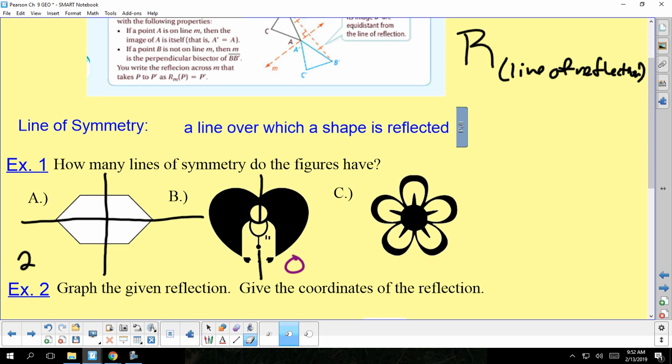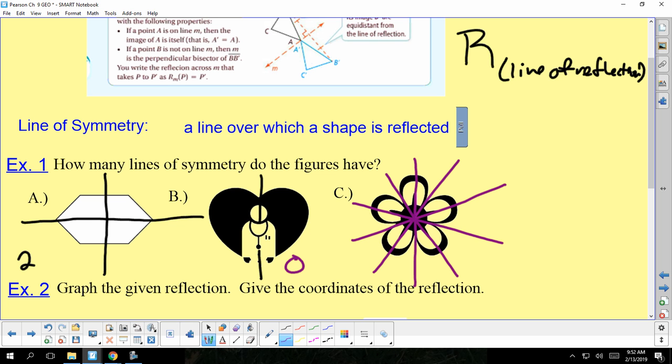All right, let's look at C. How many do we have for C? 3 only? Let's see. 1, 2, 3, 4, 5, right? 5 lines of symmetry.